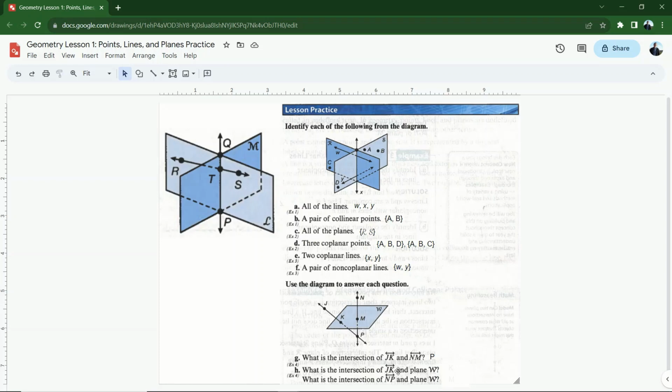So what is the intersection of JK and plane W? Well, I see plane W is my main plane here. JK crosses W at K. So I would say that the intersection of the line JK and plane W is just K. And then what about the intersection of NP and plane W? Well, NP crosses plane W at M. Therefore, I'd say M is the intersection. And that is how you work these practice problems involving the three undefined terms in geometry: points, lines, and planes.